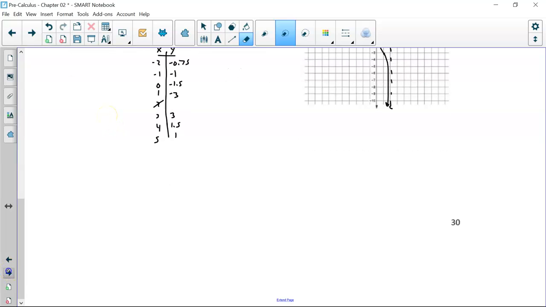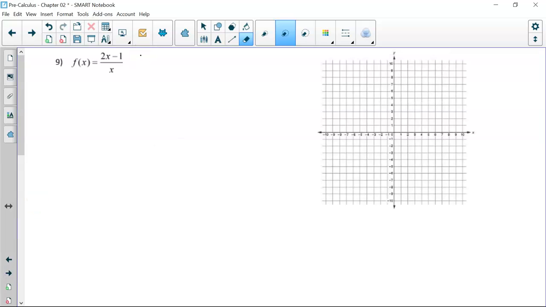Number 9. So for our vertical asymptote, x equals 0. Horizontal asymptote, the degrees are the same. They're both degree 1. So y equals 2 over 1, y equals 2. For our x-intercept, it's the real zeros of the numerator. 2x minus 1 equals 0, so you get x equals 1/2. And for our y-intercept, y equals 2 times 0 minus 1 over 0. Can't divide by 0, so there is no y-intercept here.